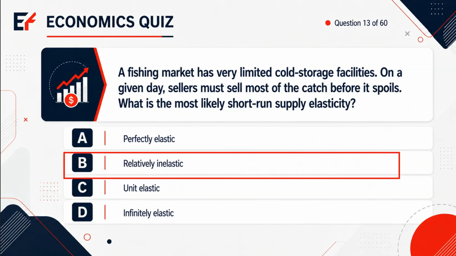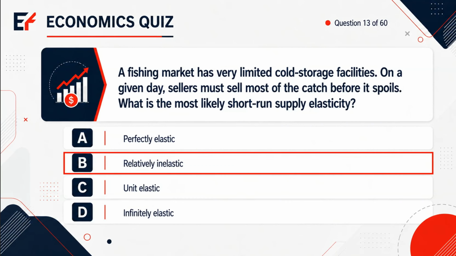Let's look at the seller's flexibility here. In the short run, fish sellers cannot easily hold back supply because the product is perishable and storage is limited. That means even if the price changes, the quantity supplied cannot respond very strongly. Option B is correct because it's relatively inelastic when producers have little time or capacity to adjust output.